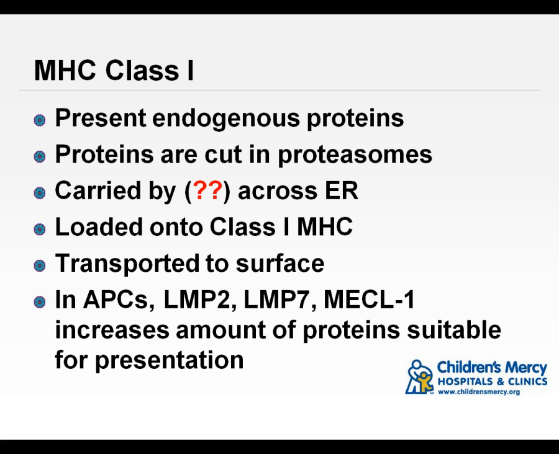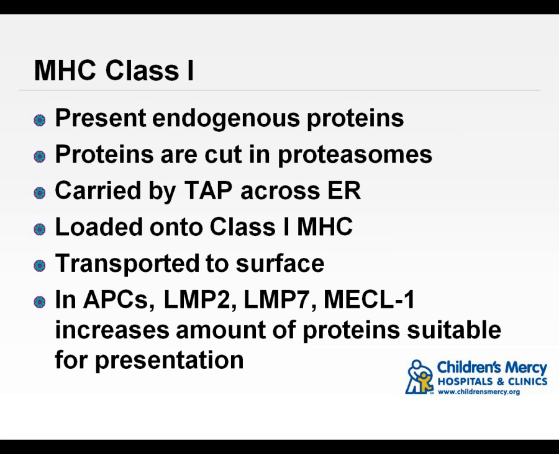Class 1 is going to present proteins that are endogenous, or inside the cell that has that class 1. They may have gotten there because the pathogen has infected that cell. Those pathogen proteins get cut up in something called proteasomes, and then they're carried by a transporter across the endoplasmic reticulum. Remember what that transporter is called? TAP, very good. It's carried by TAP across the endoplasmic reticulum, and then it gets loaded onto this class 1 MHC, and this whole package of class 1 MHC and protein is transported to the cell surface for presentation.